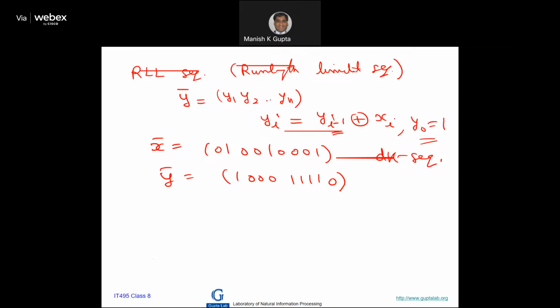So from a decay sequence, I can construct an RLL sequence, a run length limited sequence. The run lengths of the RLL sequence lie between D plus 1 and K plus 1. So D or K values we can get from the x, the DK sequence, and the y will have this kind of property. So these are the basic terminology. Now you know what is a DK sequence, you know what is a run length limited sequence, and I gave you one method of constructing them.